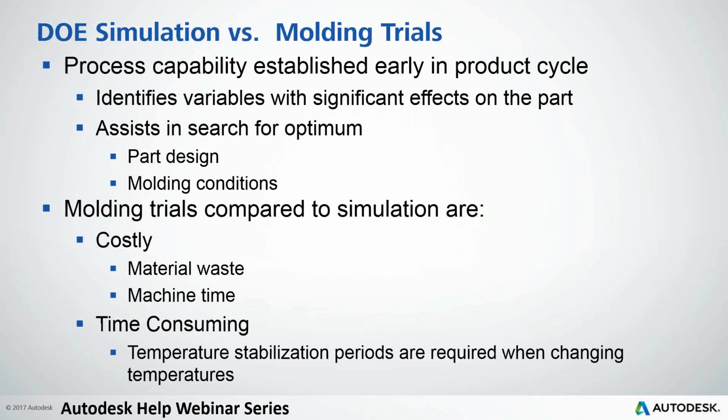Performing a design of experiments versus at-the-press molding trials: performing a DOE in Moldflow helps you establish process capability early in the product cycle. The DOE simulation identifies variables with significant effects on the part and assists in searching for the optimum part design and molding conditions. At-the-press molding trials, by comparison, are costly and can cause material waste and excess machine time usage. They can also be time consuming, as temperature stabilization periods are required when changing your temperatures.